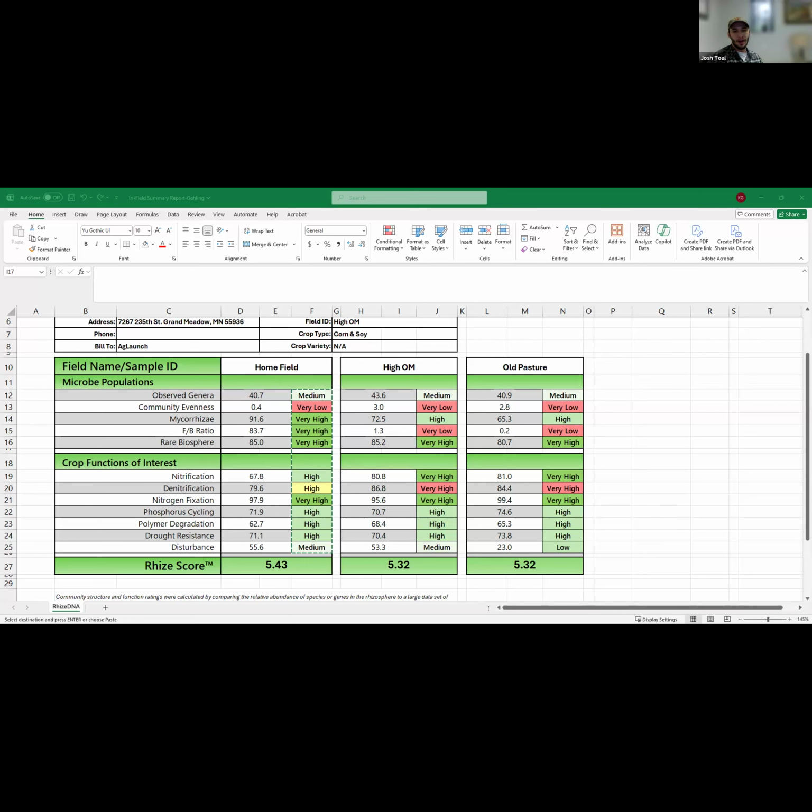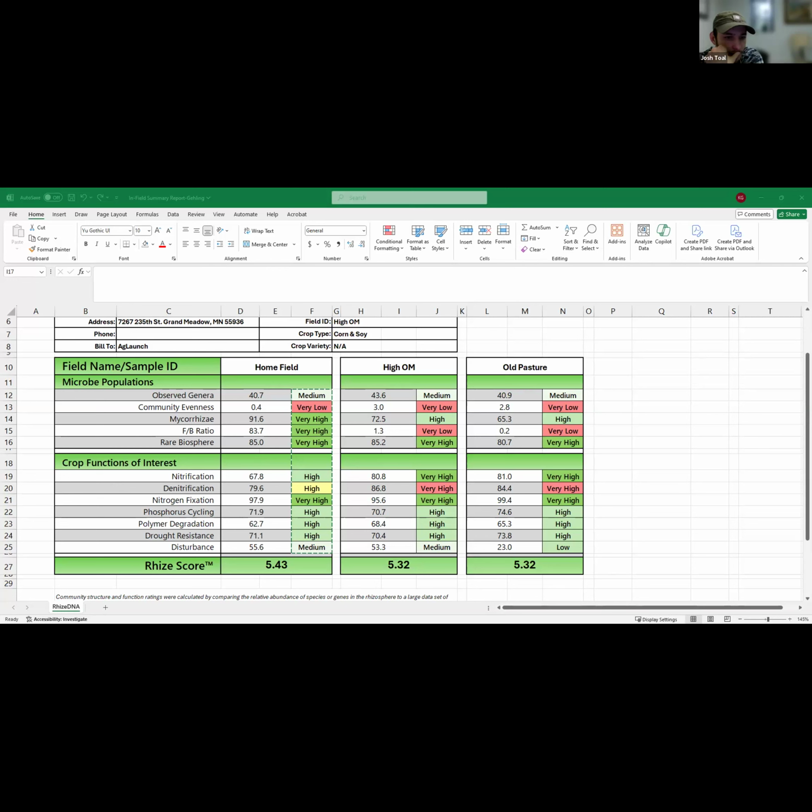But then we have mycorrhizae. It looks like home field kind of knocked it out of the park there with the number of mycorrhizae that we're observing. We have a really strong fungal to bacteria ratio in the home field. And I think because of those two reasons, we had a really strong response below, especially with nitrification, and then we have a little bit lower denitrification, which is good.